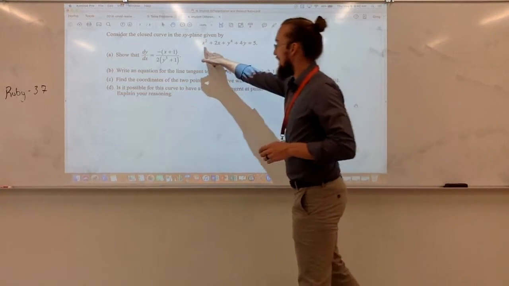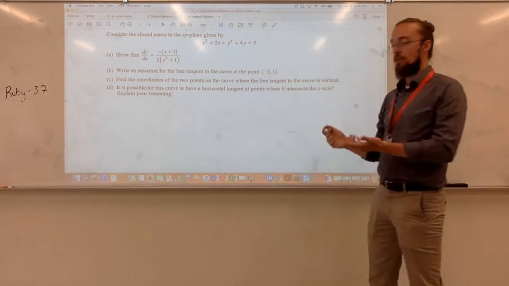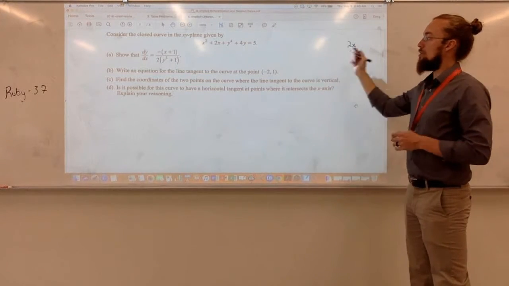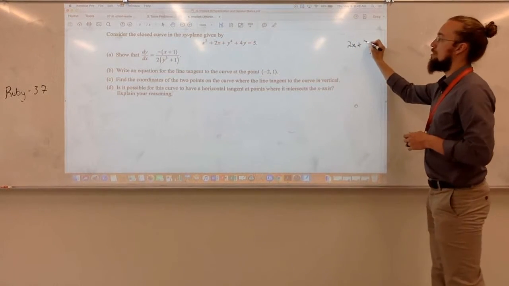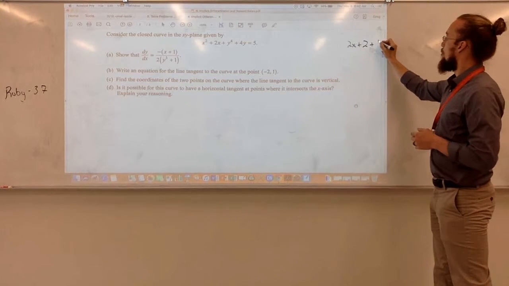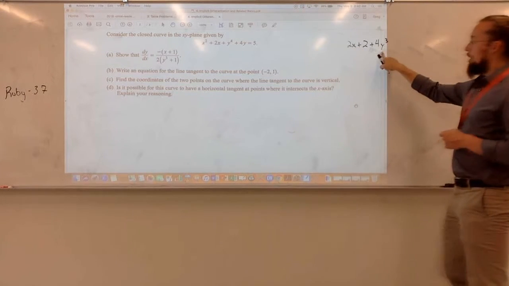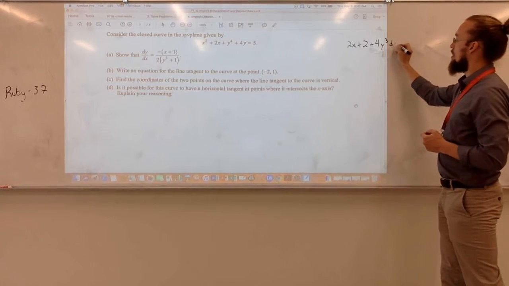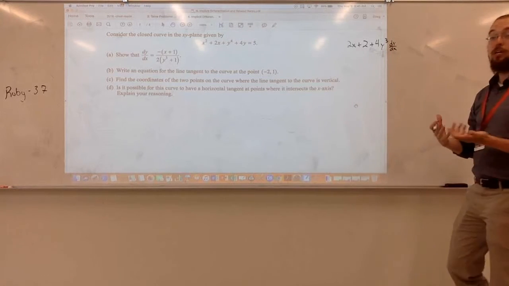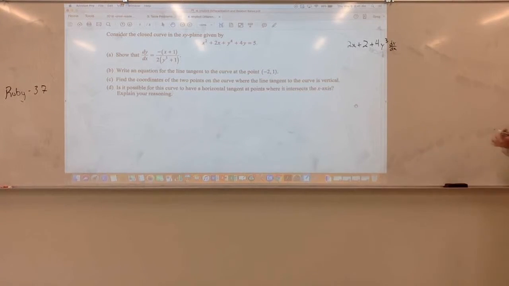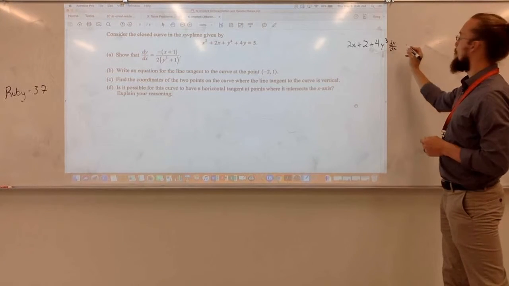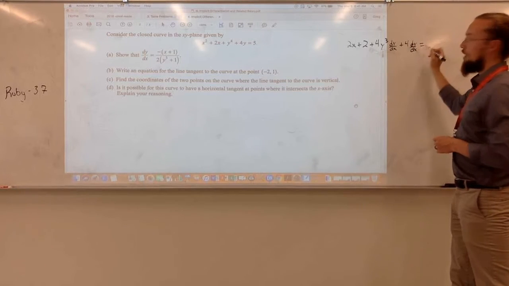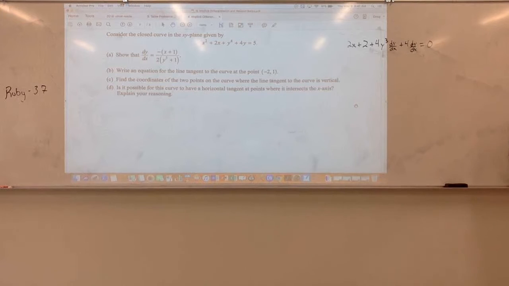Whenever we're taking a derivative of a function like this, we take the derivative of everything as we normally would. So the derivative of x squared is 2x, derivative of 2x is 2, derivative of y to the 4th would be 4y cubed. But whenever I take the derivative of something that has a y in it, I have to tack on a dy/dx. That's chain rule, multiplying by the derivative of the inside. So the derivative of 4y would be 4 dy/dx. And the derivative of 5 is 0.